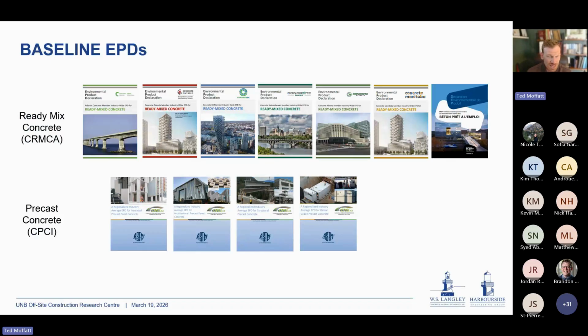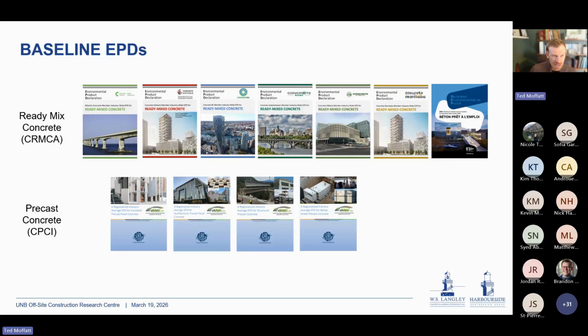2002, the CRMCA, the Canadian Ready Mix Concrete Association, published 7 regional EPD documents for 7 regions across the country. The first being Atlantic Canada, which is New Brunswick, PEI, Nova Scotia, Newfoundland, then Ontario, British Columbia, Saskatchewan, Alberta, Manitoba, and Quebec. And we'll talk in a second about what these documents do. They essentially produce baseline EPD values for a range of concrete mixes, the most widely used concrete mixes within that region.